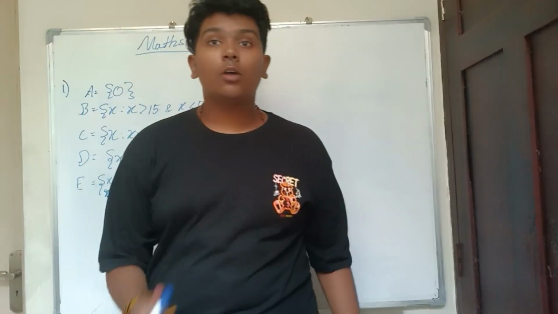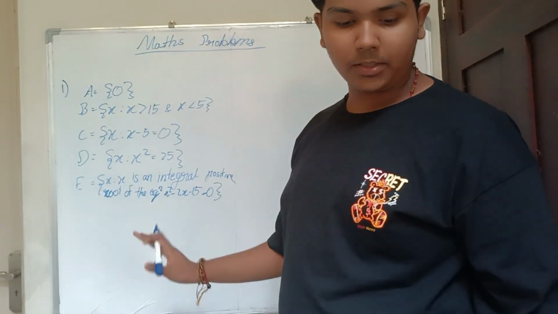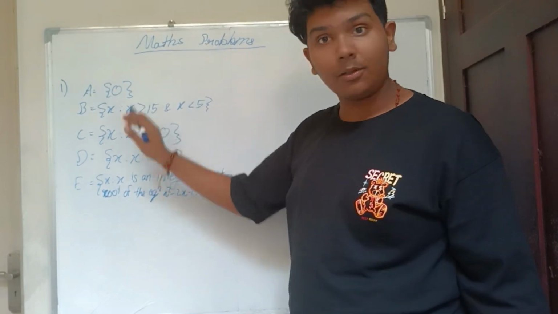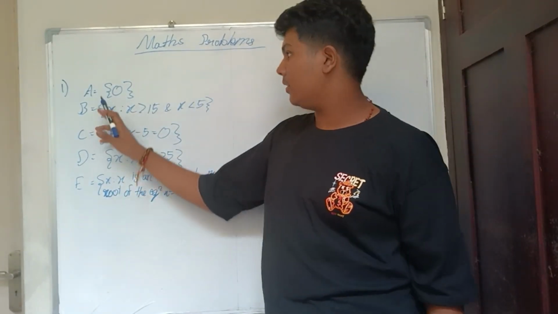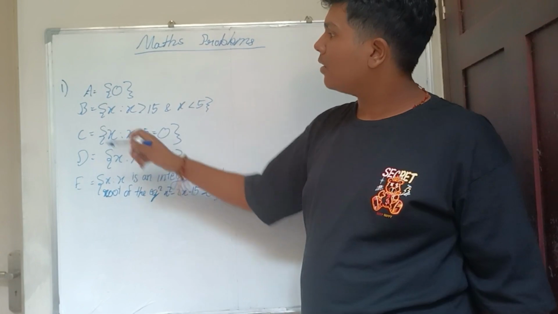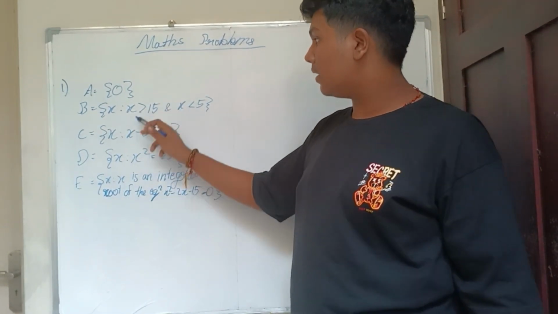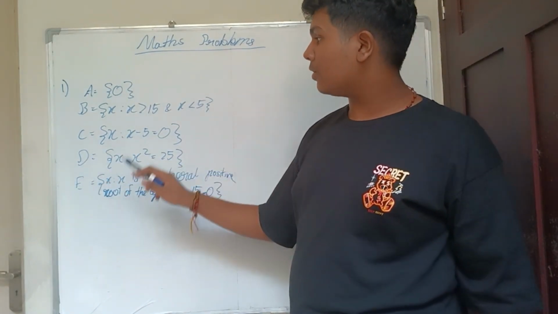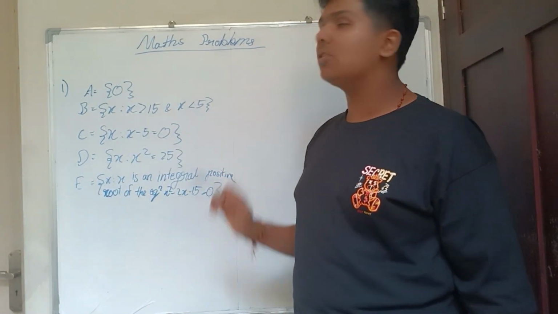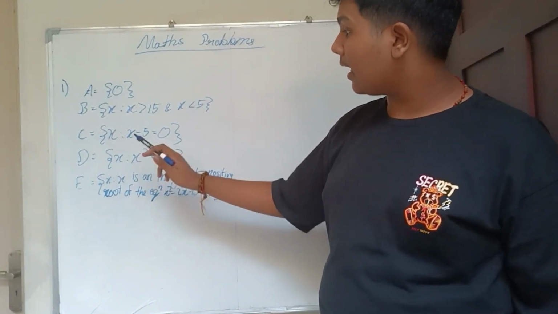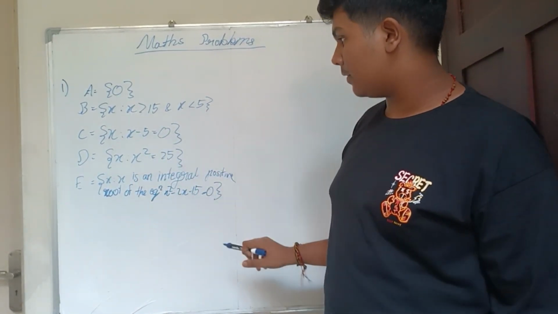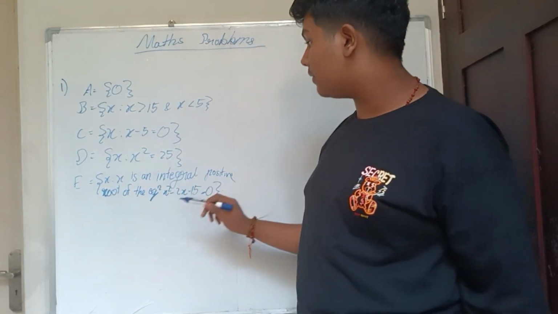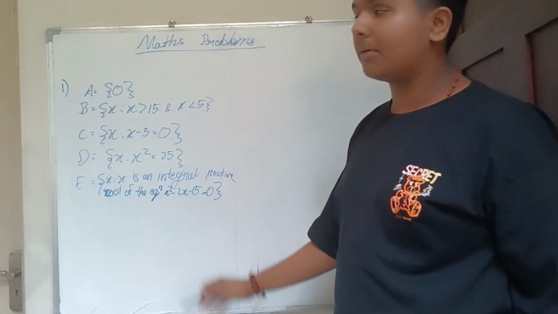So let's get started. The first problem: find pairs of equal sets, if any. If any of these are equal sets, give a reason. Our first one, A is equal to set {0}. B is equal to the set of x such that x is greater than 15 and x is smaller than 5. Next, C is equal to the set of x such that x minus 5 is equal to 0. D is equal to the set of x such that x square is equal to 25. Last, E is the set of x such that x is an integral positive root of the equation x square minus 2x minus 15.